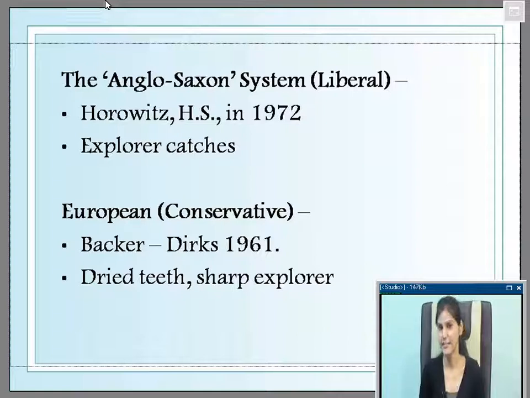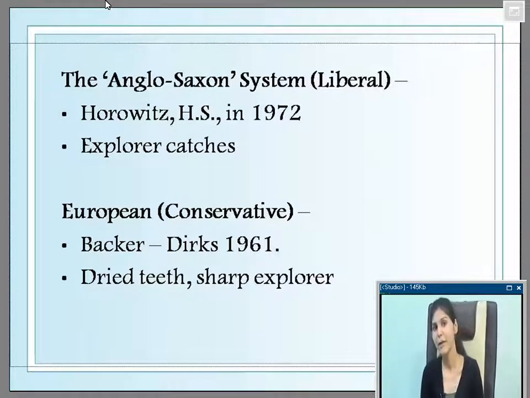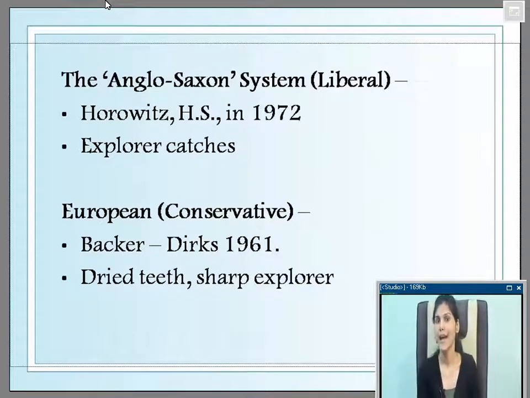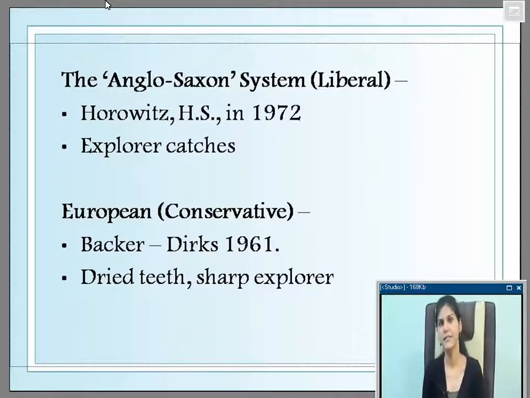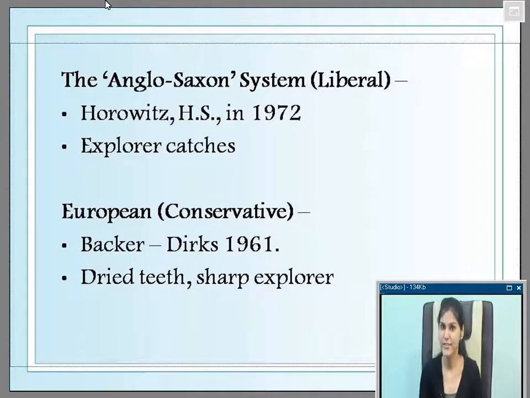Now the Anglo-Saxon system, or the liberal system, was given by a scientist called Horowitz in 1972. I want you to remember the scientist because he is also associated with fluorosis indices. Now why is this system called the liberal system? For diagnosis of Pit and Fissure caries, it makes use of a mouth mirror and an explorer, and it just starts exploring the Pit and Fissure of a tooth. Now whenever the explorer catches, it starts probing for the softness of the base or discoloration around that softness of base.